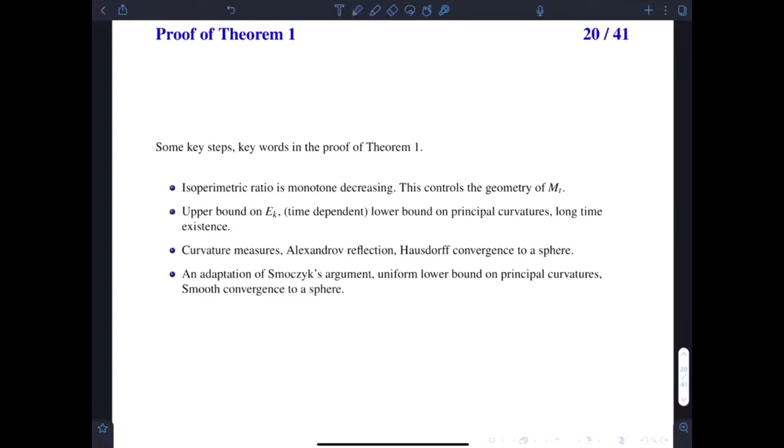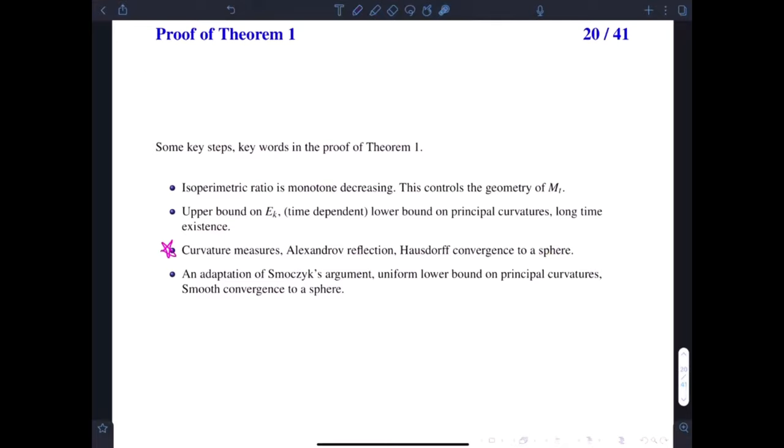And the third part, to show the convergence, we need some new idea. We will use the curvature measure theory and the Alexandrov reflection argument to show that the flow converges to a round sphere in the Hausdorff sense. And this is the new part of the proof.